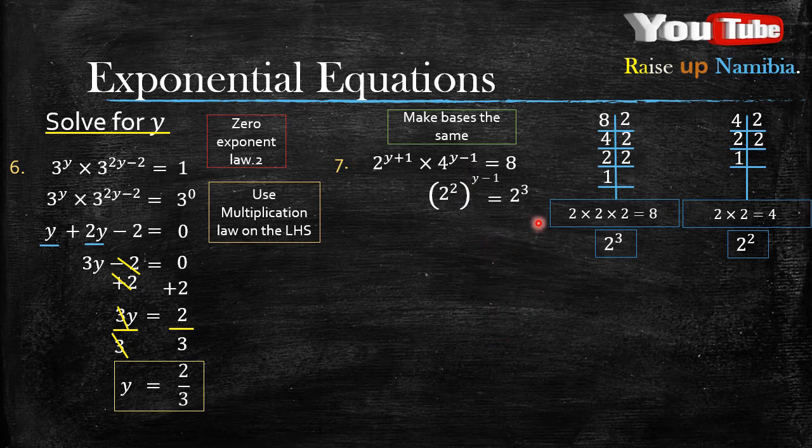Now I want you guys to notice that after changing the 4, all bases are 2, even the first one that we didn't change. So meaning we don't really need to change this one anymore. Okay? So we just bring it down the same way it is.